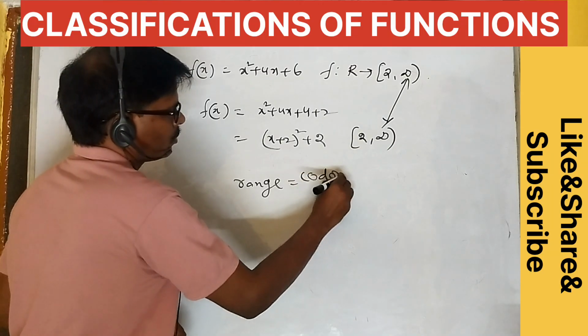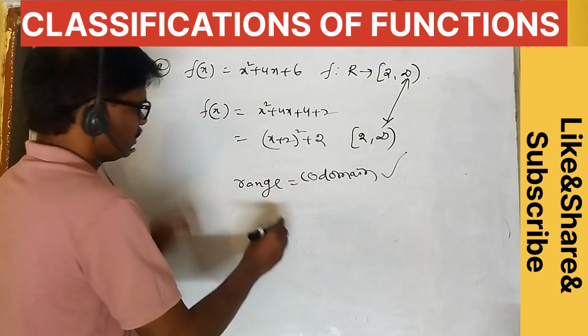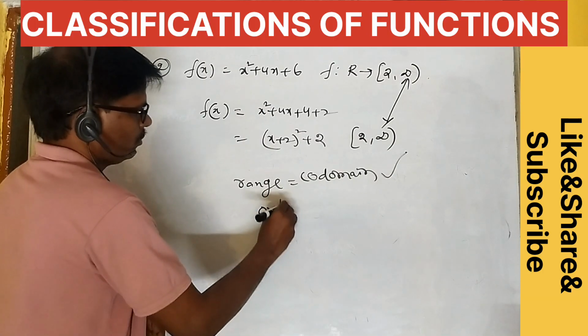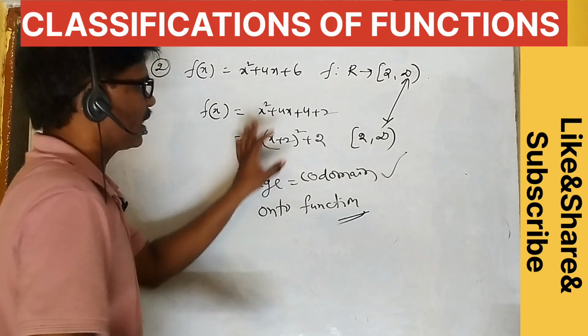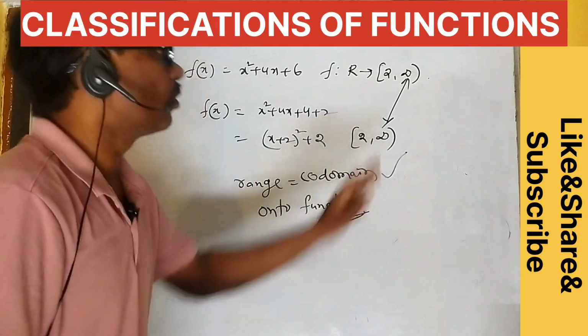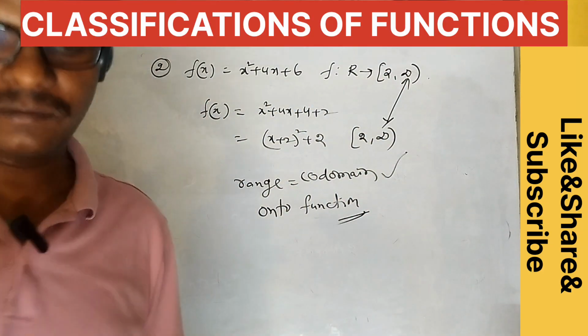Range is equal to codomain. This is an onto function. Okay, understand? Onto function means the range of the function is equal to the codomain. Both are equal means that it is an onto function.